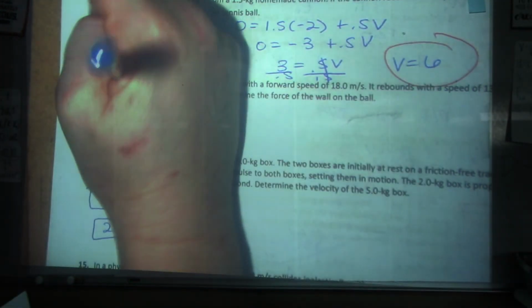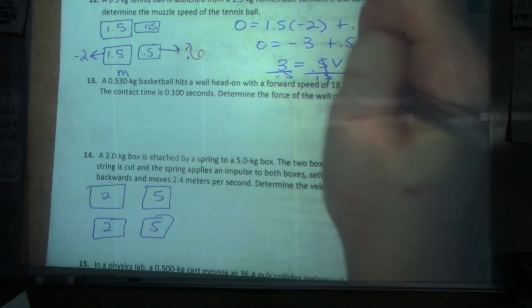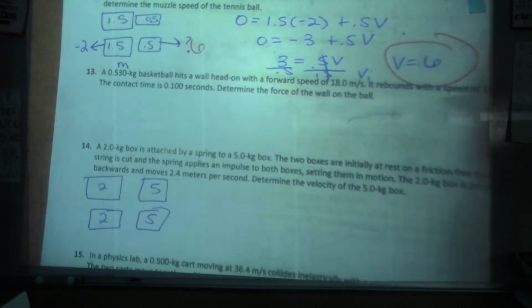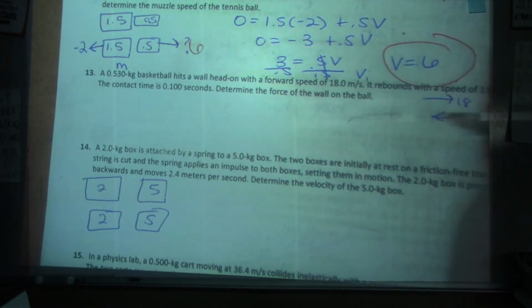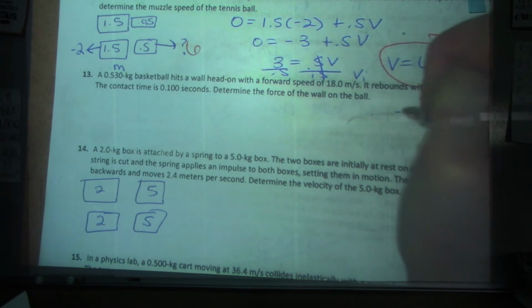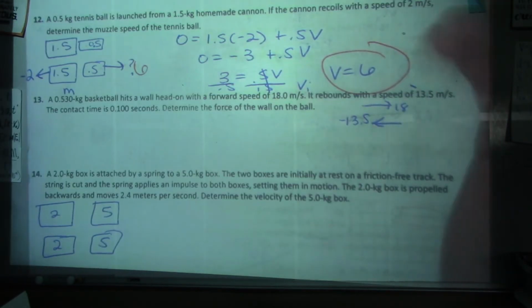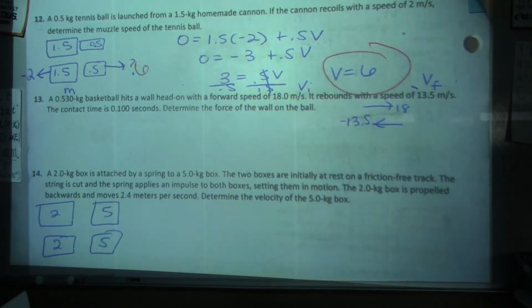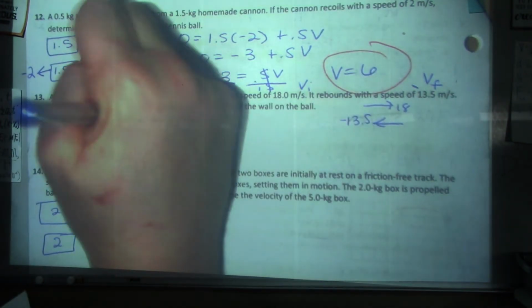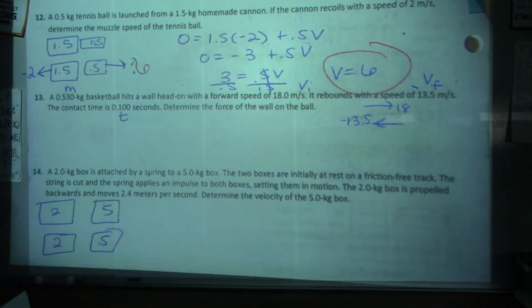We've got a massive basketball, it hits with a speed of 18 and rebounds, meaning it's coming in at 18 and goes the opposite way, so we have to put a negative sign to show that that's a different direction. That would be my final velocity, and my velocity after. Contact time would be 0.1 seconds, and we want to know the force on the wall.